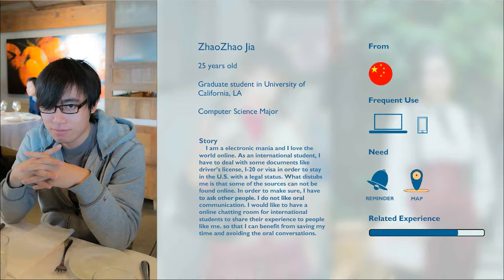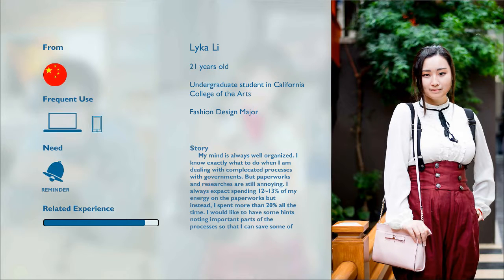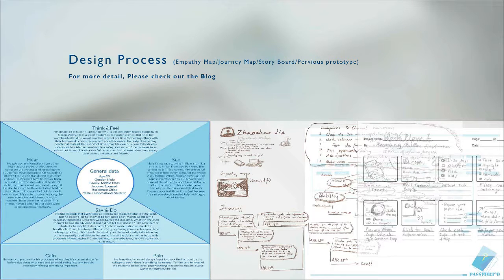So these are my personas. You can pay attention to their experience charts. These are my design process with empathy map, journey maps, storyboard, and previous prototypes, like the paper prototype. They are all in my blog. You can check it out.